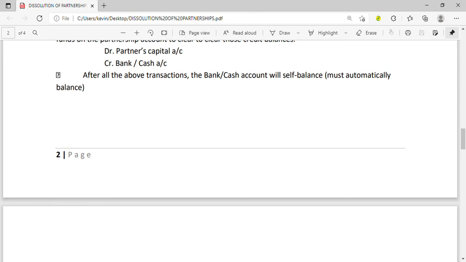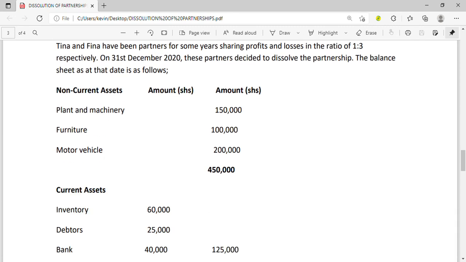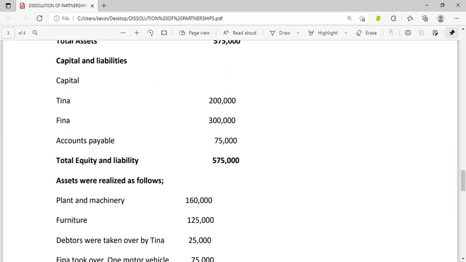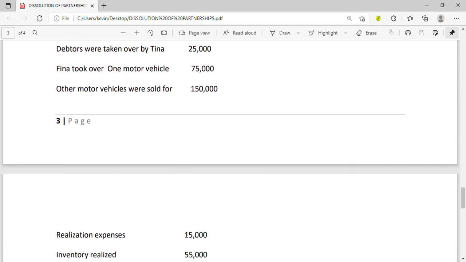We shall be having an example about realization accounts.